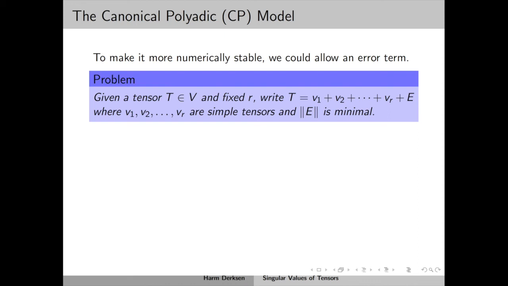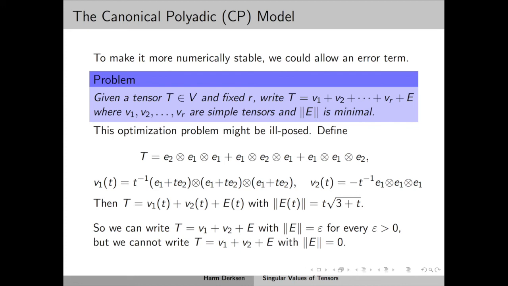So one thing one can also do is, for these practical applications, you typically will have noise, so you might also have an error term. Then you can ask, maybe you fix the rank, but you want to find a rank R approximation that's closest to the tensor that you're dealing with.